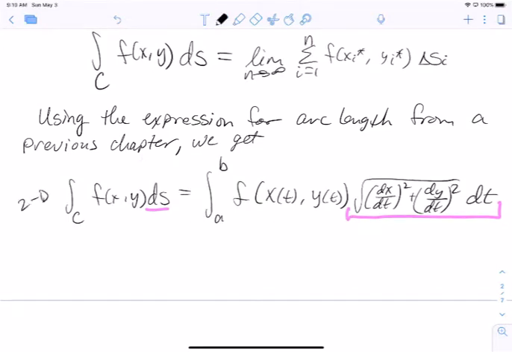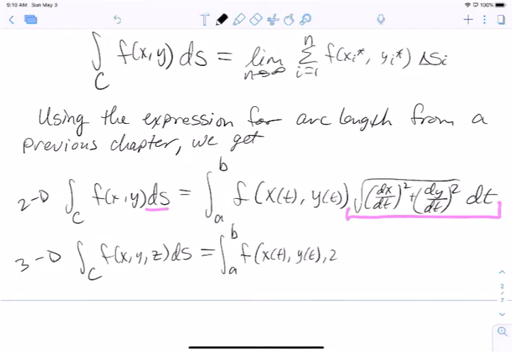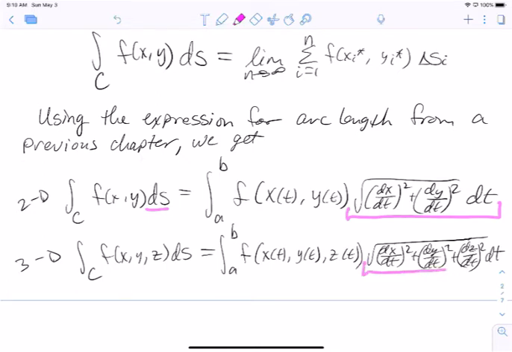That is the two-dimensional case. For the three-dimensional case, we'd have the line integral over C of f(x, y, z) ds is equal to the integral from a to b of f(x(t), y(t), z(t)) times the square root of (dx/dt)² + (dy/dt)² + (dz/dt)² dt. Again, that square root times dt is the 3D analog for the arc length.